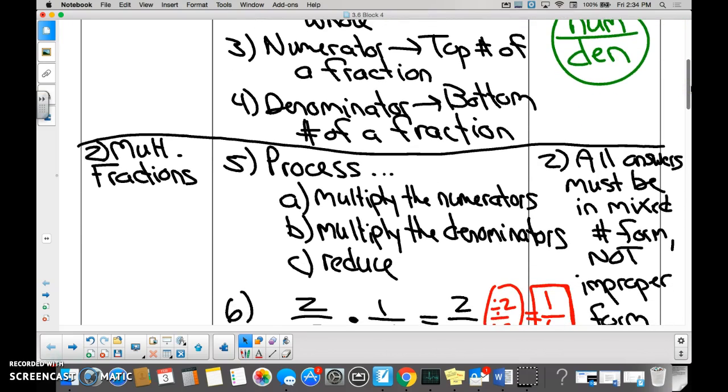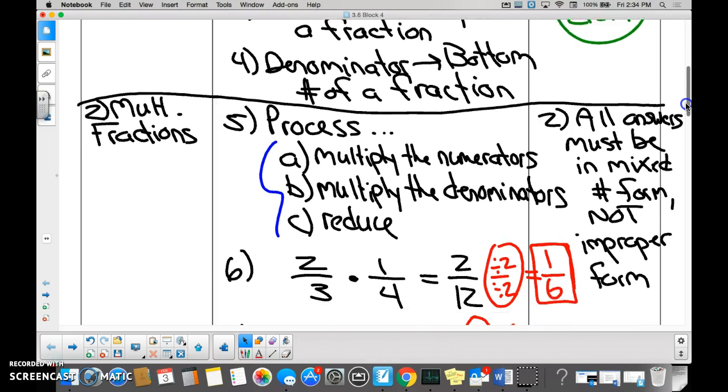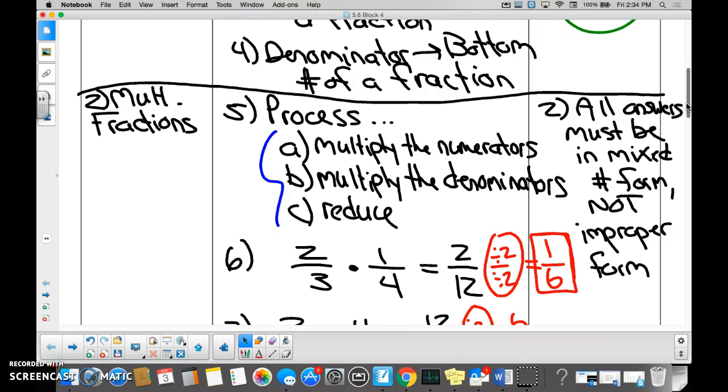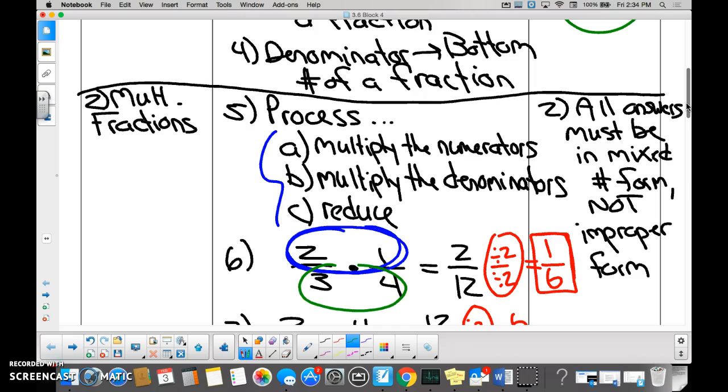This is our process. It is pretty quick. When multiplying fractions, you multiply the numerator, you multiply the denominator, and you reduce. Done. This is what it looks like. Number 6. 2/3 times 1/4. Everybody, if we're multiplying the numerators first, what's 2 times 1? 2. If we're multiplying the denominators second, what's 3 times 4?